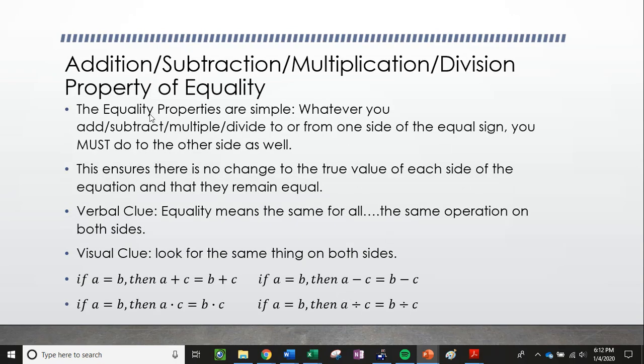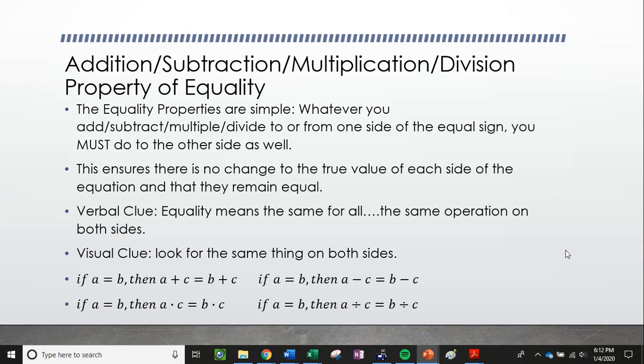Okay, so I lumped all of these together onto one slide because this is pretty straightforward. We're going to get more into this when we talk about our next unit, or actually 2 units from now, which is solving equations and solving inequalities. But the addition, subtraction, and multiplication and division property of equality. So there's 4 properties of equality, and it's very simple, you guys. Don't let the fact that there's 4 throw you off here because the same rule applies.